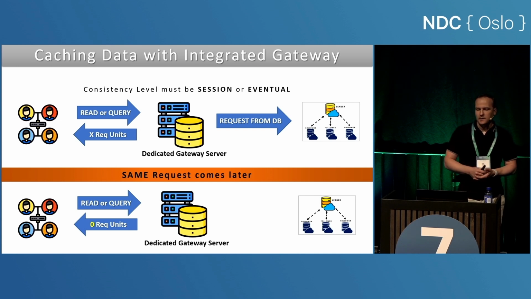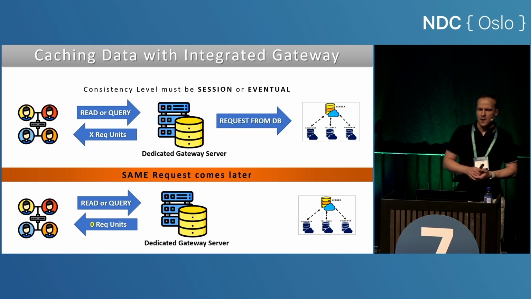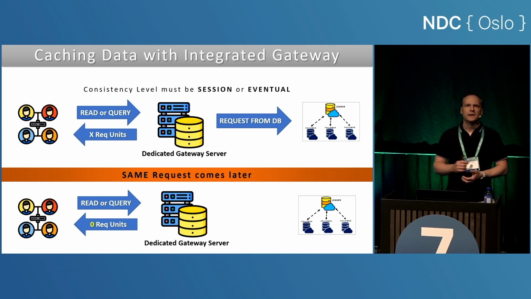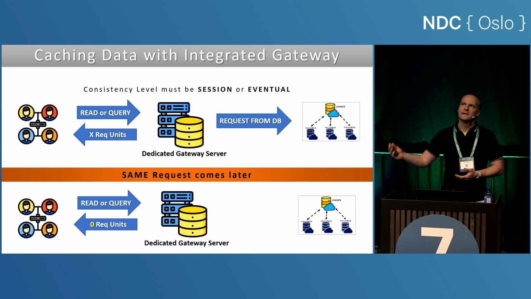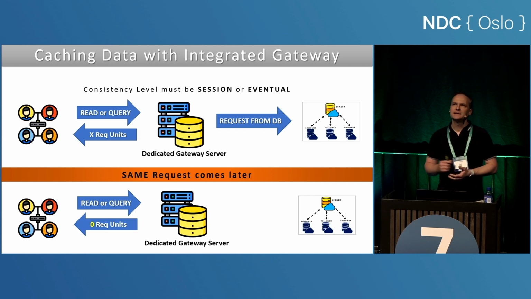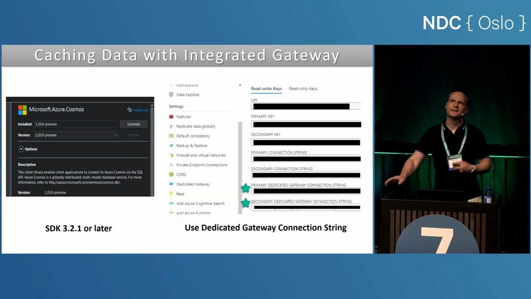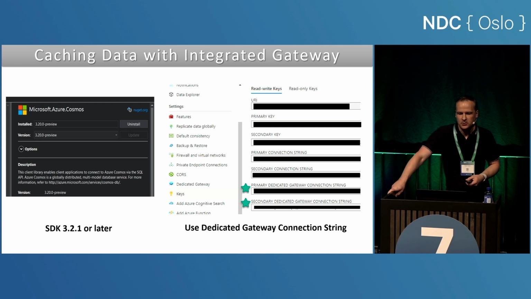Here, we have an application trying to read or point read the data. It goes to our dedicated server, and the dedicated server gets the data back, and you pay some number X of request units for that. When you send the same thing again next time, this time it costs you 0 request units. So as I said before, that can save a lot of money if you are reading the same data or your data doesn't change that much.